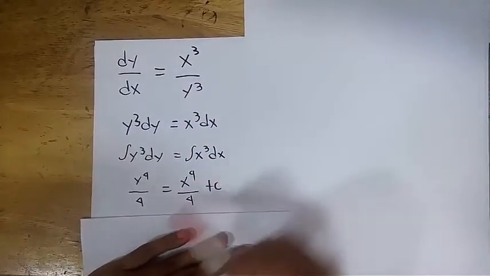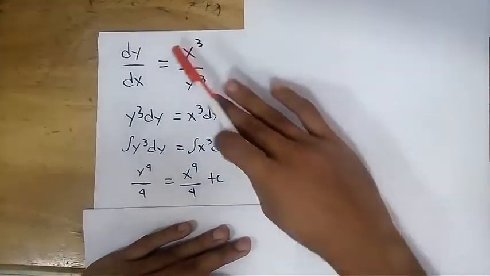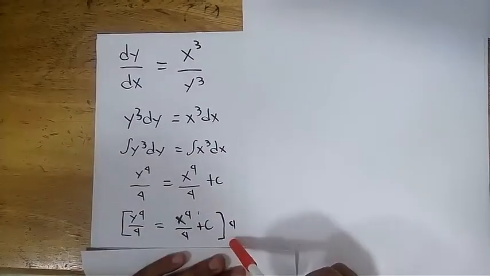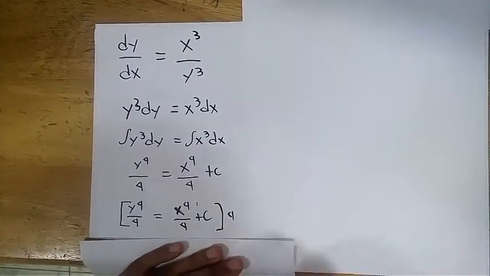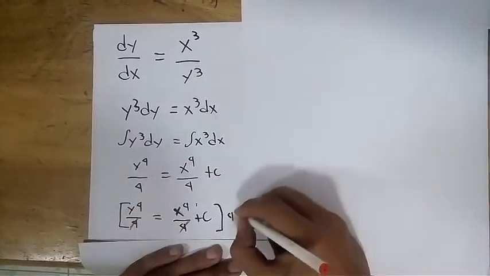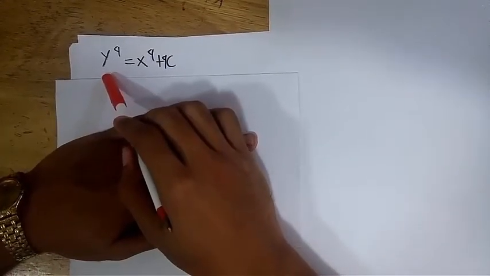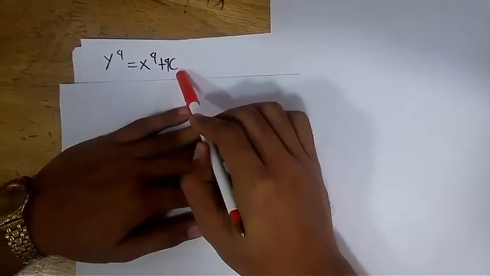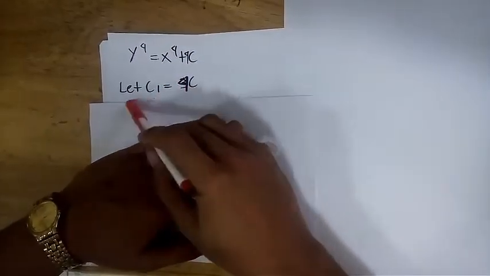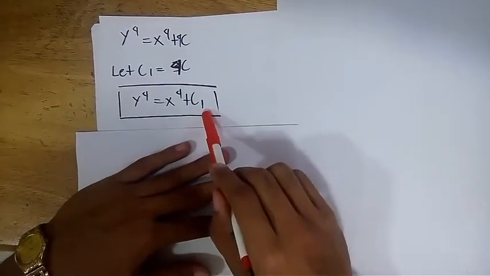So we can remove the denominator by multiplying the equation by 4. So it will be y raised to 4 equals x raised to 4 plus 4c. So let's let c sub 1 equal 4c. So our final answer for it will be y raised to 4 equals x raised to 4 plus c1.